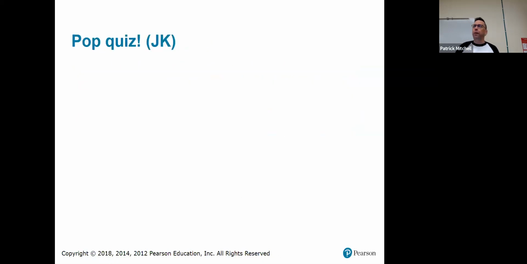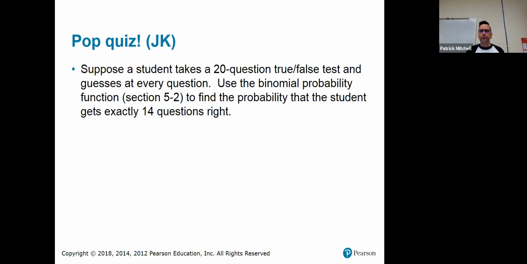Okay, so pop quiz, just kidding, we're not going to take another pop quiz, just using that as an example. Suppose that you take a 20-question true-false test and you guess at every question. So the first thing we're going to do is use the binomial probability distribution to find the probability that the student gets exactly 14 questions right. Exactly 14 out of 20. So if you'd like, go ahead and pause the video and see if you can remember how to do that. That's from Chapter 5. And then we'll compare notes here when you're ready.